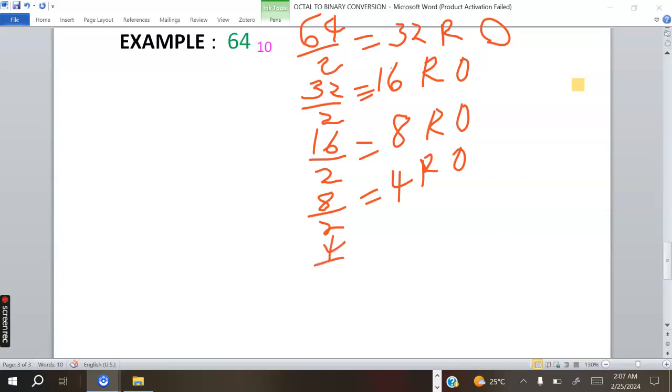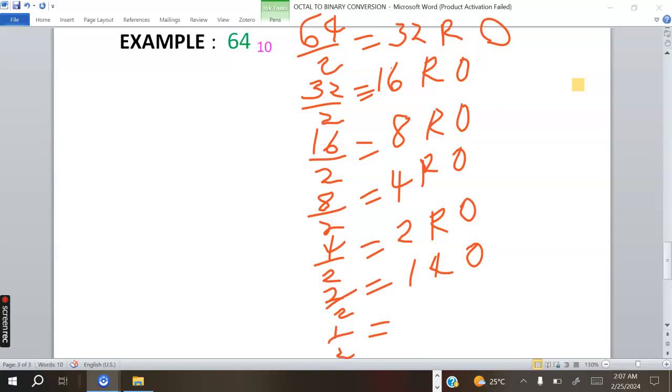Then the 4 divided by 2, you get 2 remainder 0. Then the 2 divided by 2, you get 1 remainder 0. And lastly, 1 over 2 is equal to 0, sorry, not remainder 0, but remainder 1. As long as you get the quotient being 0, it means that is the last part of your working.